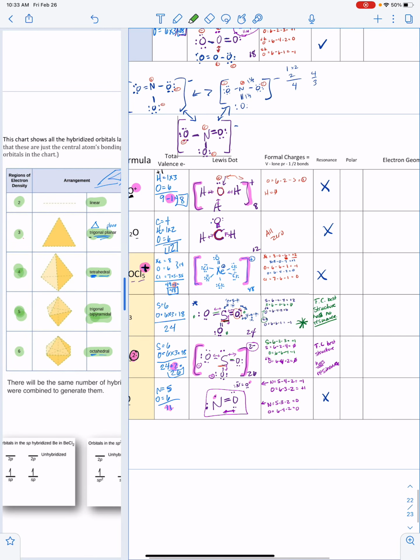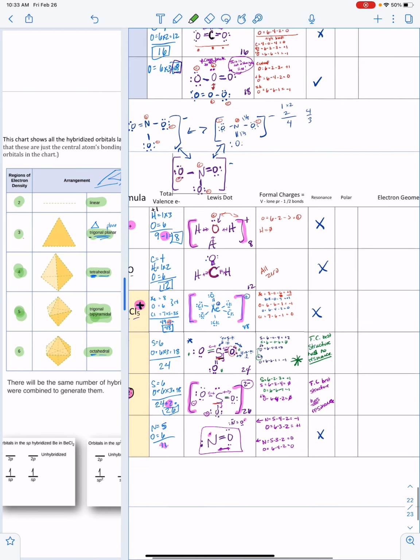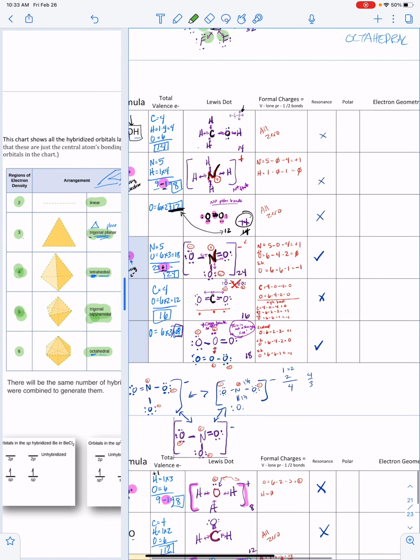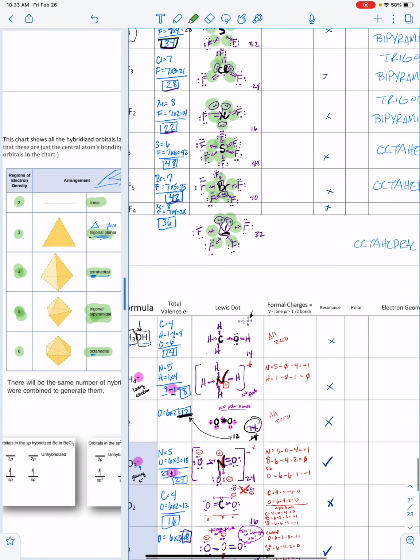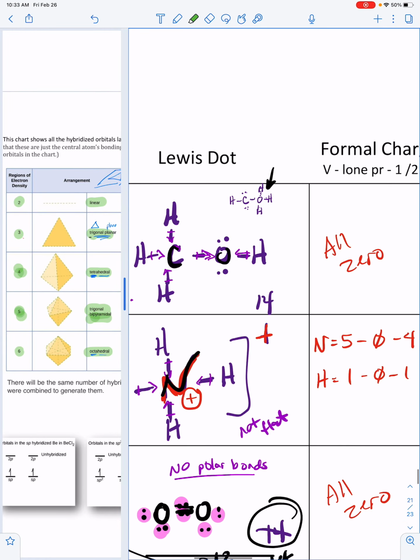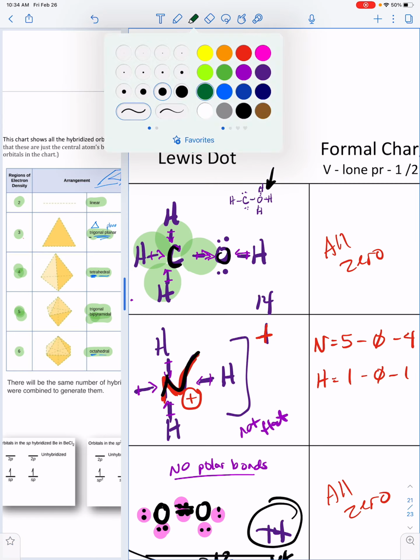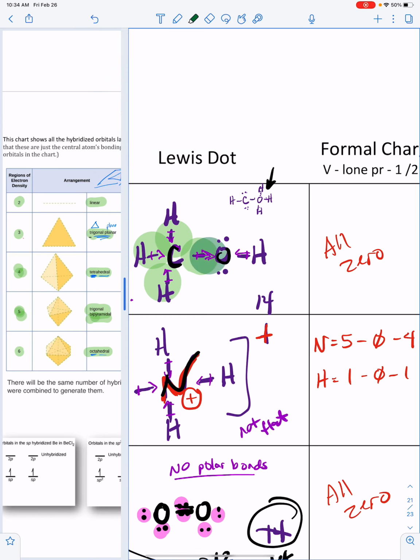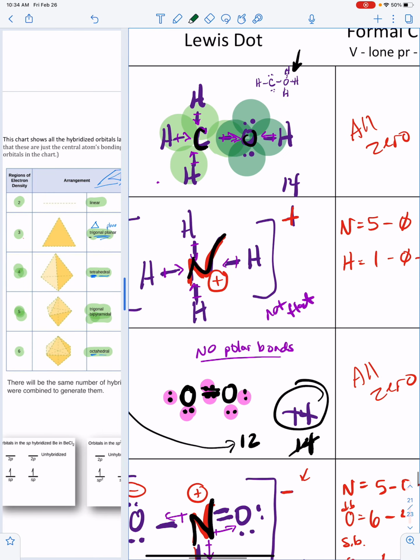I want to be clear that this is per central atom. We do have a molecule in here that has more than one central atom, and it's here. So you would do it for each of them. For example, the carbon would be 1, 2, 3, 4 regions. And then the oxygen would have 1, 2, 3, 4 regions. All of the rest of these just have one central atom or no central atom. You can see the no central atom. So go ahead and fill these out.